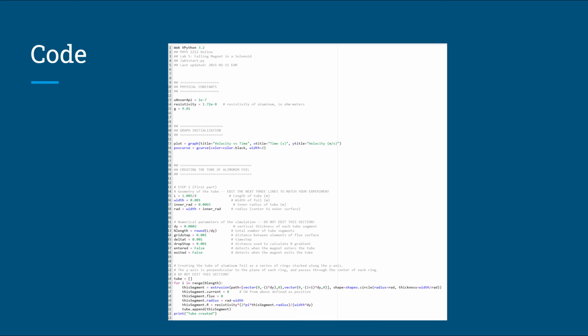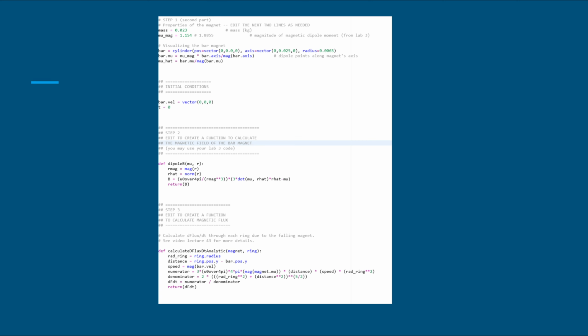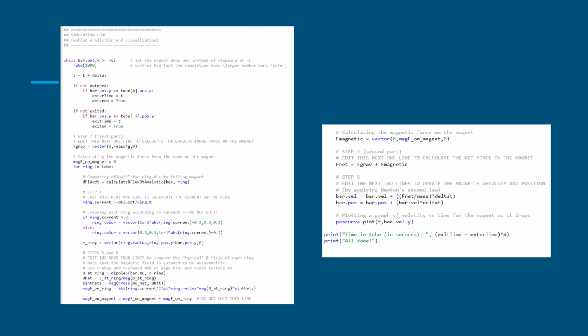So here's the code, and here you can see the initial values and the geometry of the tube as we set it up. For the computational model, we made the tube 4 times shorter than it was for the actual experiment, and this was done for the sake of time and to make results more accurate. Over here, you can see we're initializing the magnet itself, establishing the dipole and the mu values, then finally calculating flux.